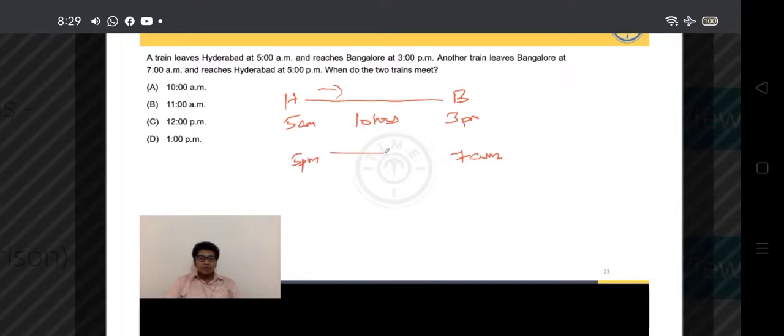So what is the time taken by this train? 7 a.m. to 7 a.m. minus 2. This is also taking 10 hours. So can I say both the trains are traveling at the same speed? Since they are traveling the same speed, you can take any speed. Let's say 1 kilometer per hour.